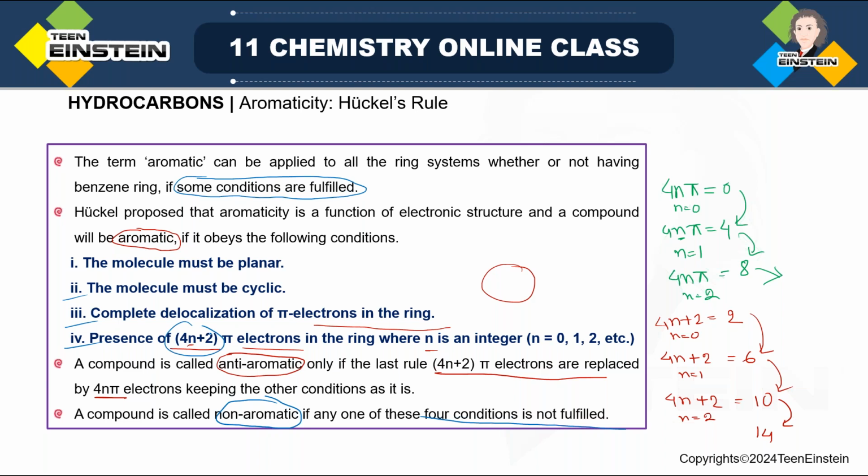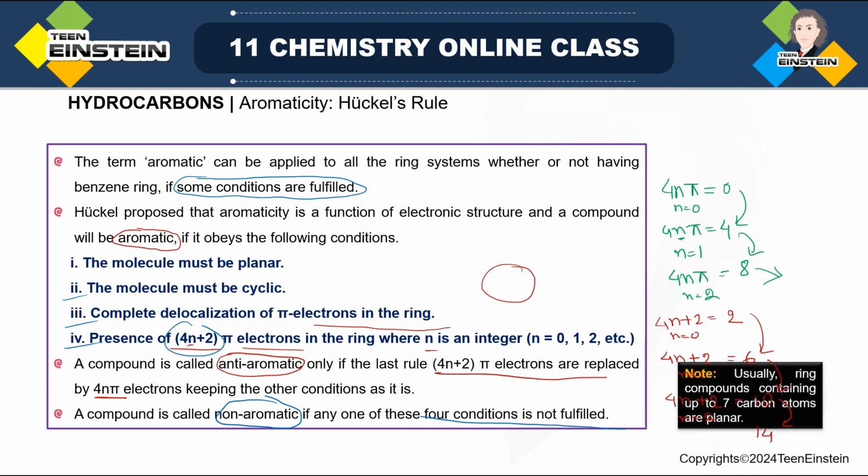Fine. So these are the conditions to call a molecule aromatic, and we have also learned now what is anti-aromatic and when you will call it non-aromatic. Next we will discuss some examples, based on which we can see how to apply these rules to understand whether a molecule is aromatic, non-aromatic, or anti-aromatic. Questions based on this are very common. It is very important to understand these two.